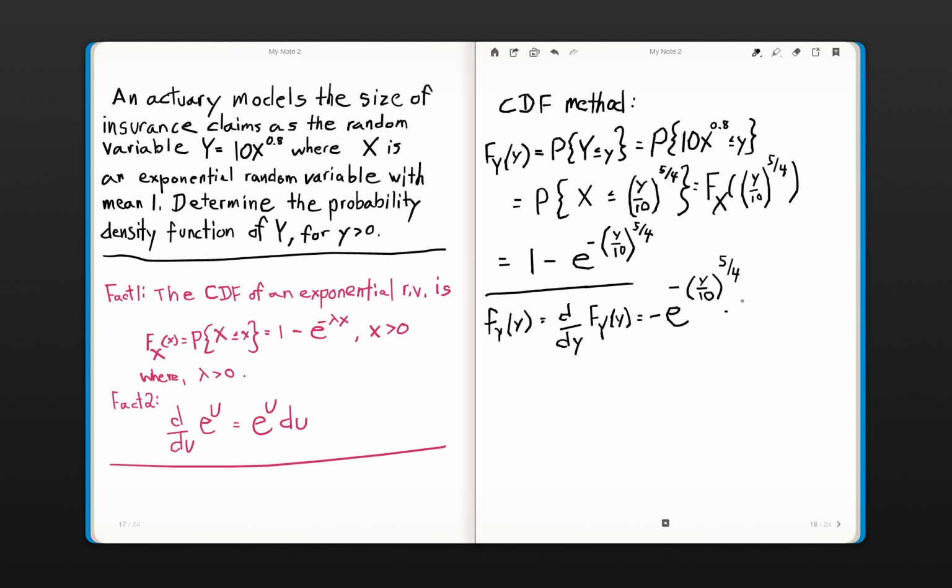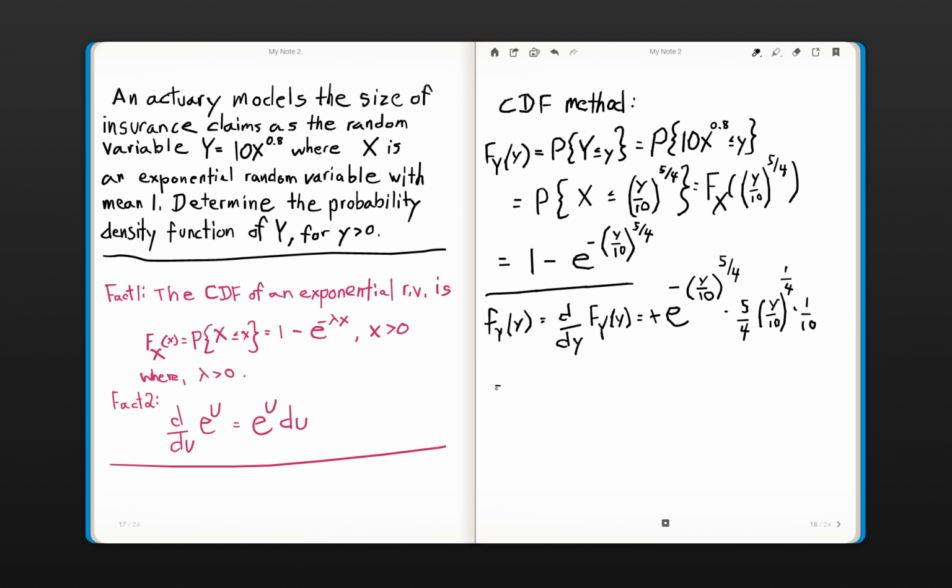So that's times 5/4, we'll bring that down, times the negative y over 10. I'll go ahead and carry the negative out here. This becomes y over 10. We subtract 1 from the exponent, so we're left with 1/4. But we can't forget one more step. We still have to apply the chain rule one more time here. So that's times 1/10. So that's the actual final answer.